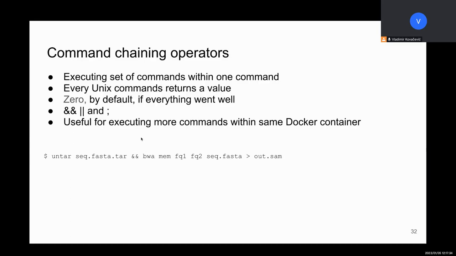So for example, if the first command in a chain created some error, and if it was followed by some other command which didn't have an error, then the operating system would get information that this chain of commands successfully finished, even though there is some hidden error, which is usually a dangerous thing.